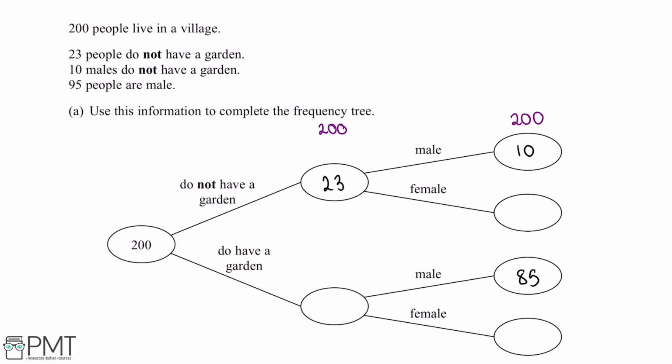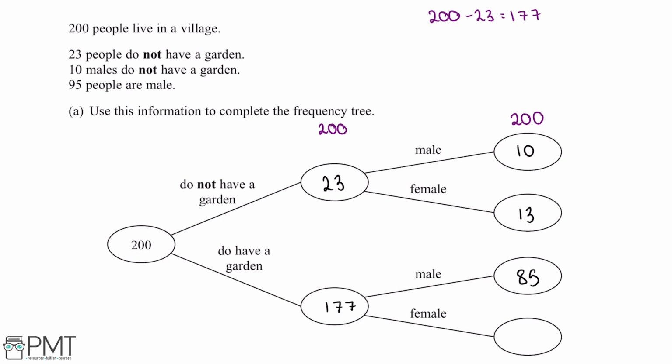So we can first start off with the number of females who do not have a garden. If there are 23 people in total who do not have a garden, and 10 of them are male, then 13 of them will be female. Next we know that 200 people live in this village. 23 of them do not have a garden. Therefore, 200 minus 23 of them will have a garden, which gives us 177 people.